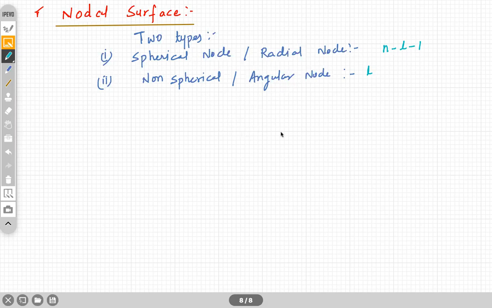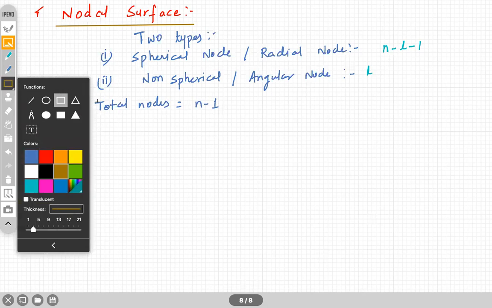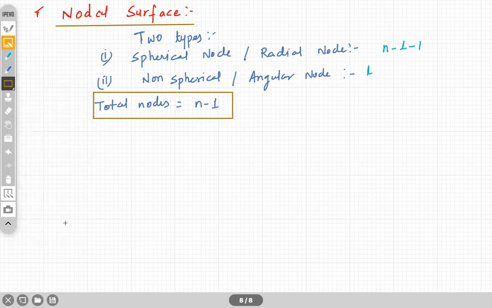Okay, these are the two nodes. If I ask you, what is the total number of nodes? That would be the sum of these two, n minus 1. This is the formula we have. First of all, you should know this formula, how to find out the nodes in any orbital. Correct? This is one part of it.